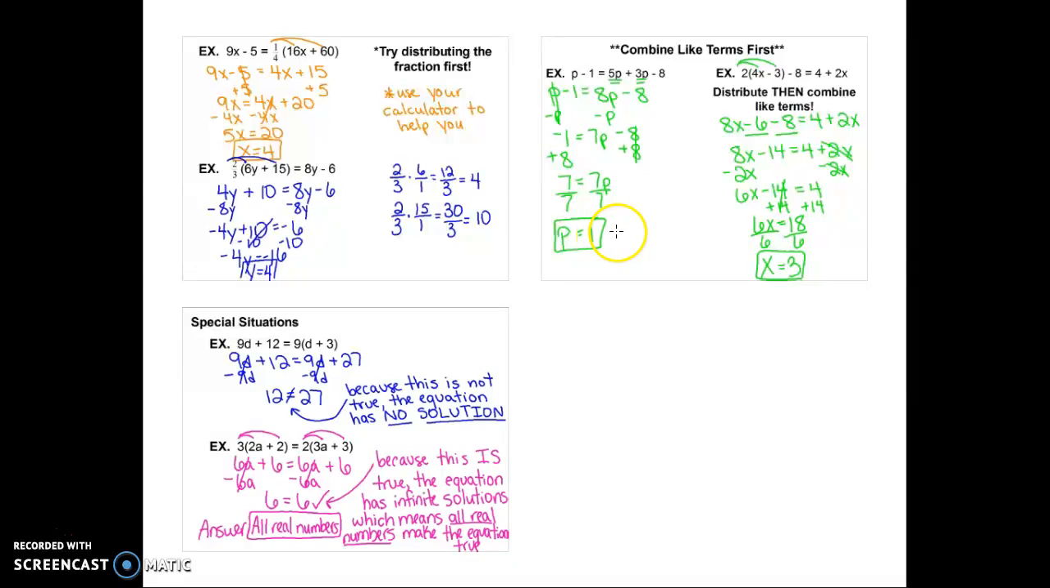Again, you should be going back and checking your answer. That may mean just using your calculator, and that's fine. You don't have to show your work for all of these, but you should be plugging that p value back in as the 1 that you got and making sure that you get a true statement.